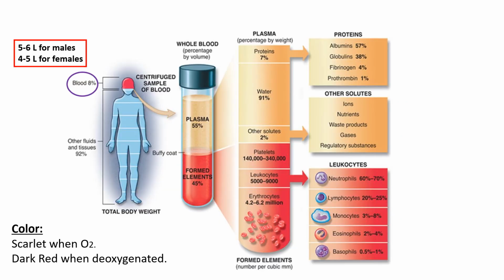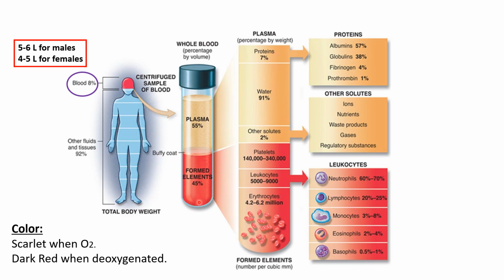Now, quite a bit of numbers here. We don't want to get too crazy, but we're going to get some basic situations here. Of your total body weight, blood is not quite 10%. It's 8%. It's about the equivalent of your head. You have about 5 to 6 liters of blood for males, 4 to 5 for females. Again, lots and lots of different things here. So the key is concepts.